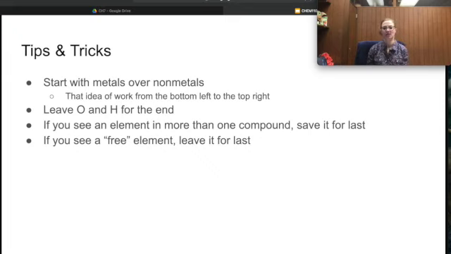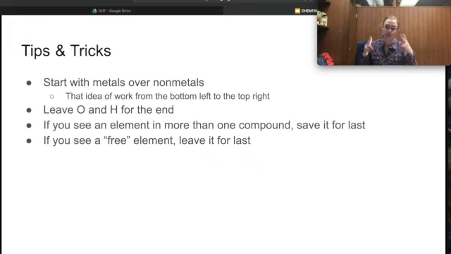So that's like my tip number 3. If you see an element in more than one compound, so you see that you've got, let's say, carbon dioxide and water, both of those contain oxygen atoms. So I would leave oxygen for last because it's contained in 2 different compounds. It's a little complicated. Hopefully it'll come along the way. I'll save it for last.